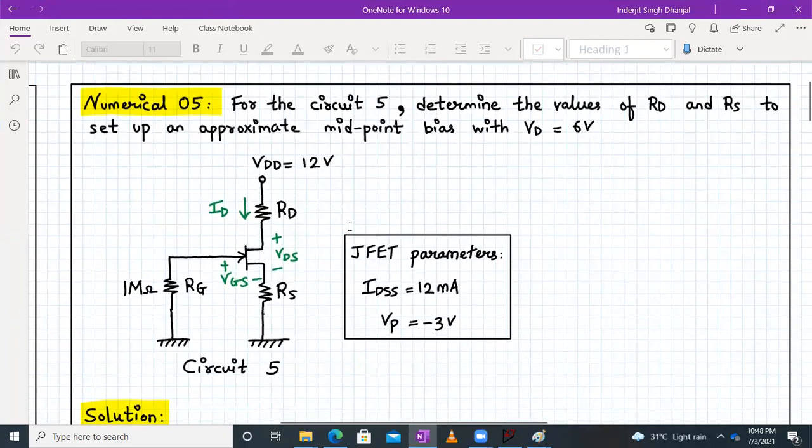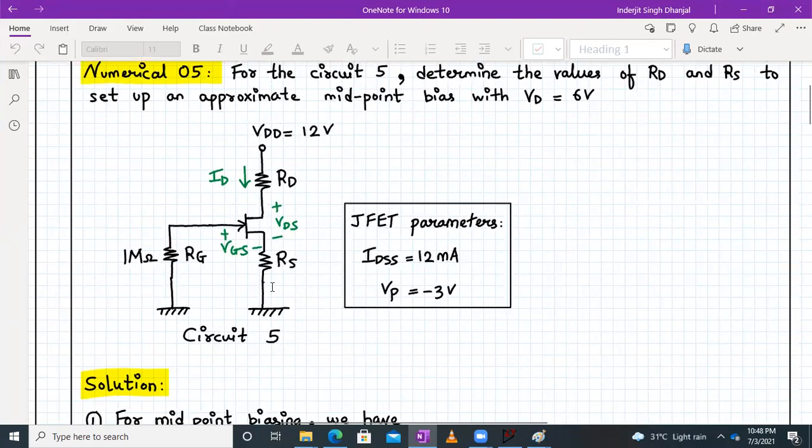So again, determine the value of RD and RS to set up the approximate midpoint bias with VD equal to 6 volt. Now here it is given midpoint bias. The JFET parameters are slightly different over here, and RG value is 1 mega ohm given. VDD is 12 volt, VP value is -3, and IDSS is 12 milliamperes.